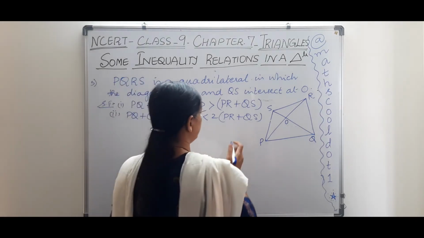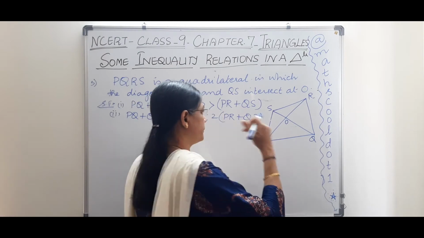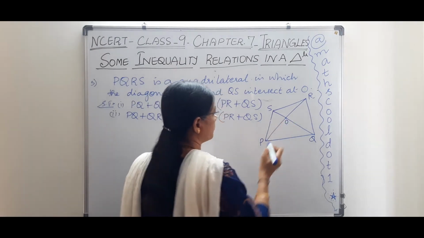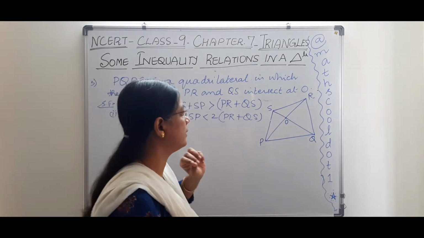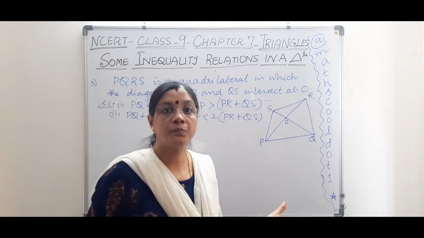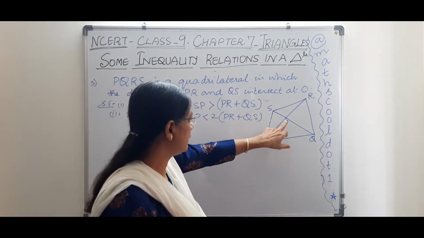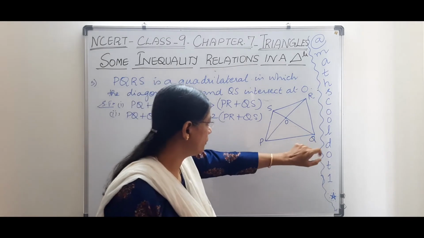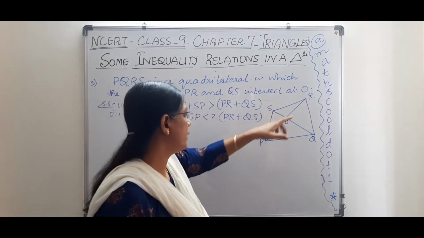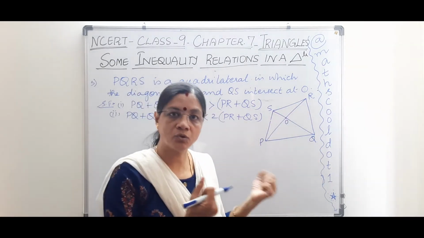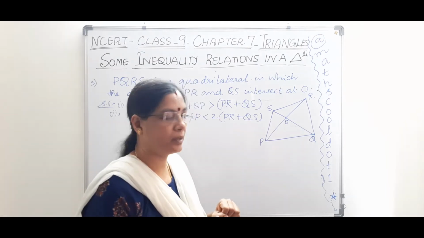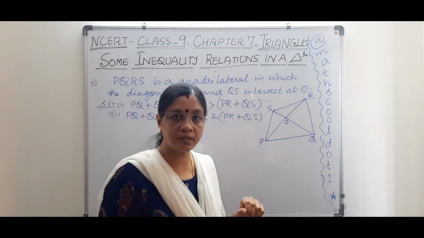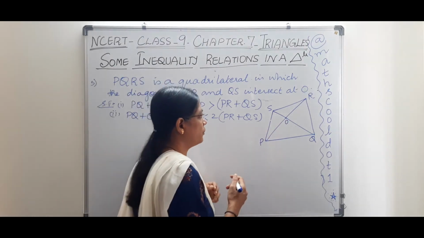So how do we prove this? For that, we have an intersection point O here. We can spot triangles with reference to this point, that is POQ, QOR, ROS and POS. We can spot triangles from this quadrilateral with reference to the intersection point. Why do we do that?